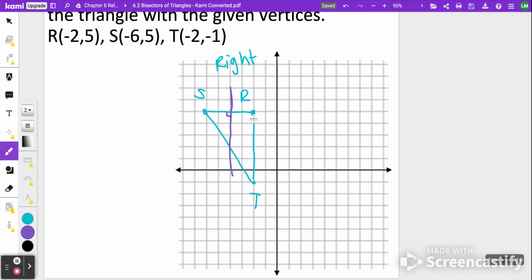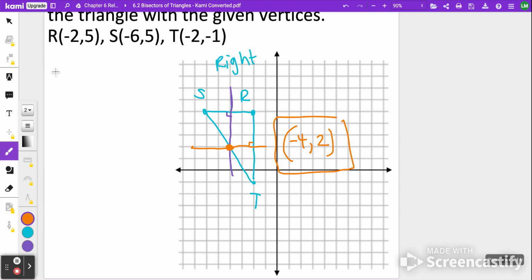My other one, if I look from R to T, this is 1, 2, 3, 4, 5, 6. That means halfway across would be 3. So I'm just going to count 1, 2, 3 tick marks, and this will be my perpendicular bisector for this one. So now, as I'm seeing where my perpendicular bisectors are connecting, this is going to be where my new circumcenter would be. So that coordinate, it looks like, is at -4, 2.